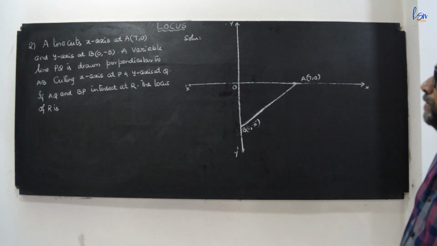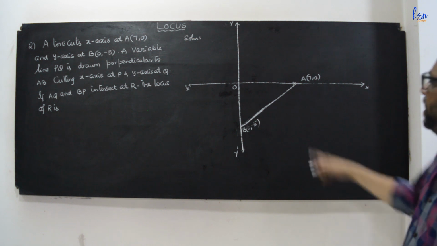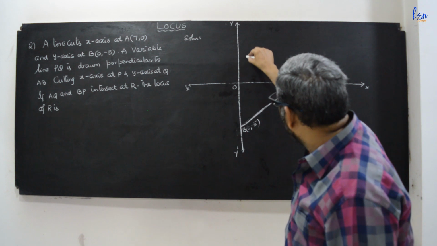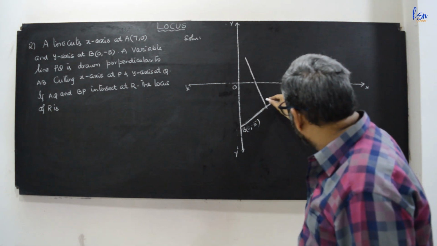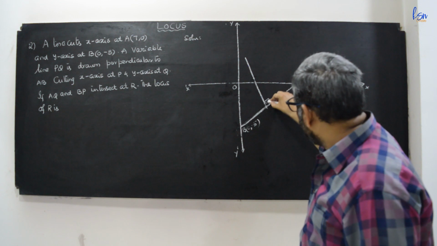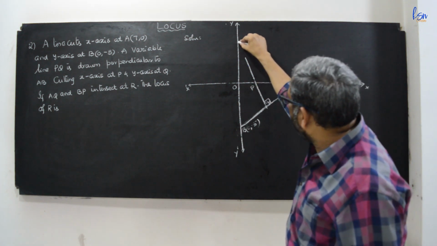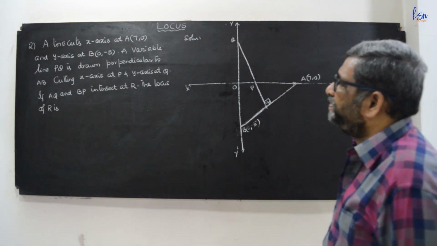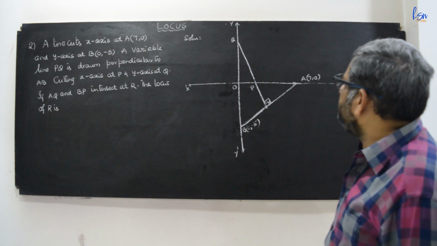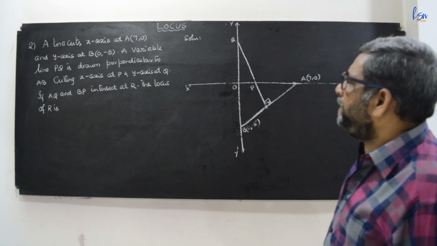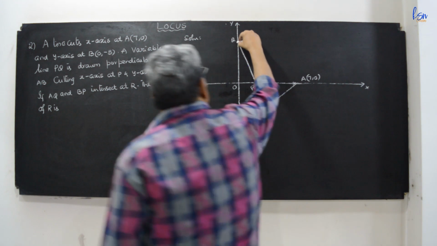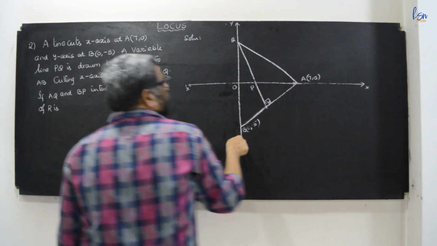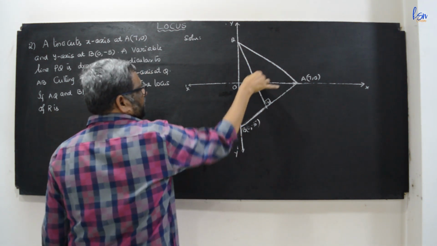Now a variable line PQ is drawn perpendicular to AB, cutting the x-axis at P and the y-axis at Q. If AQ and BP intersect at R, this is AQ: you join A and Q. This is AQ, and this is BP.